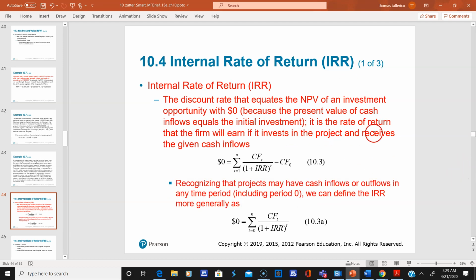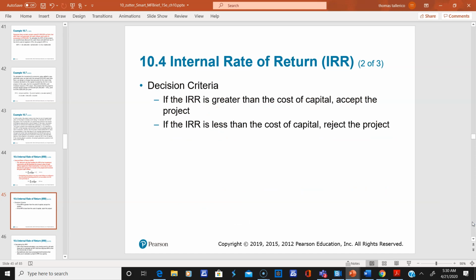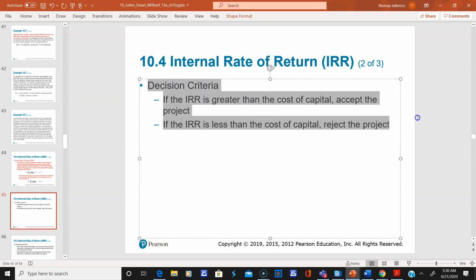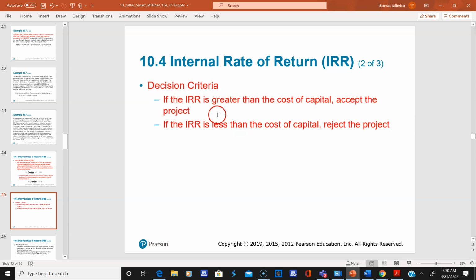So this is an important topic, and so here's the most important decision criteria. The way we had a decision criteria for net present value, we have a decision criteria for internal rate of return, and here it goes this way. If the internal rate of return is greater than the cost of capital, accept the project. If the internal rate of return is less than the cost of capital, we reject the project.